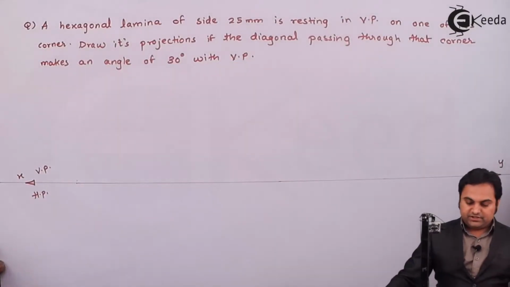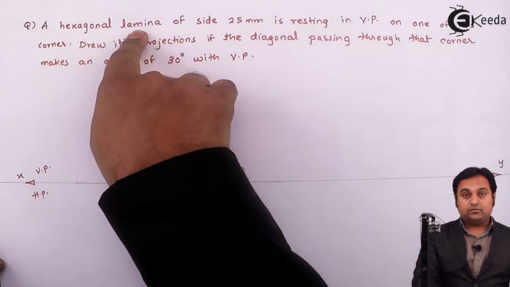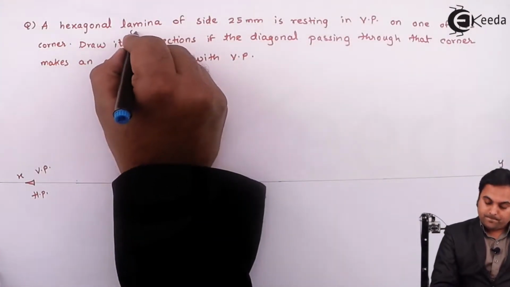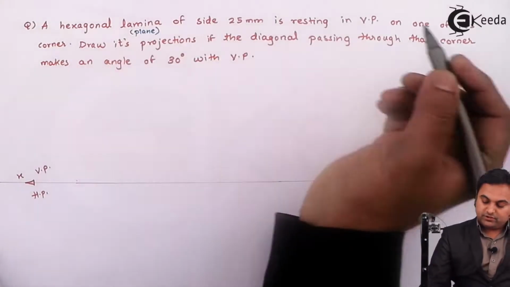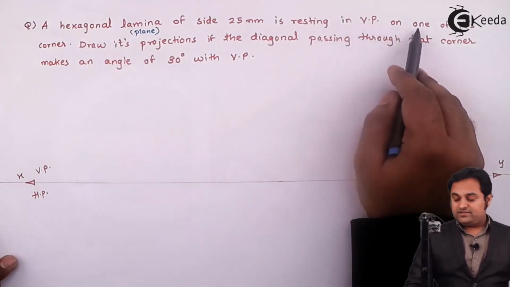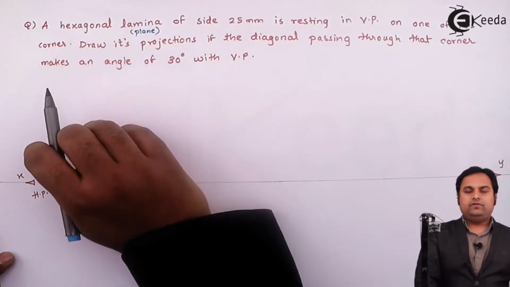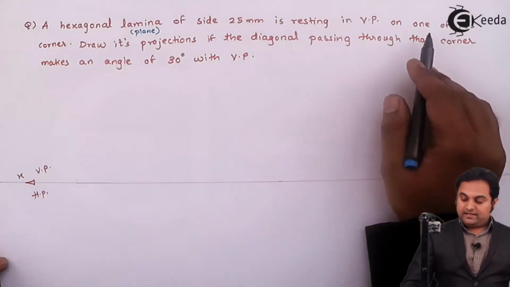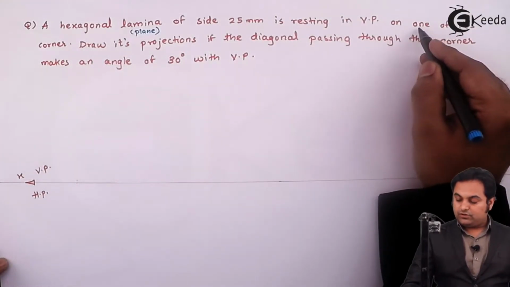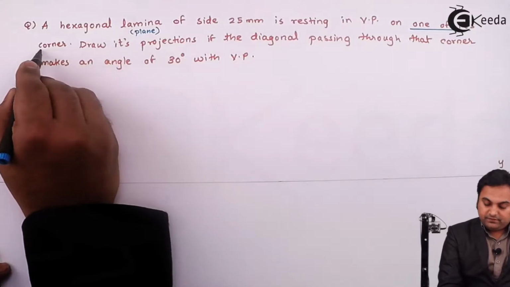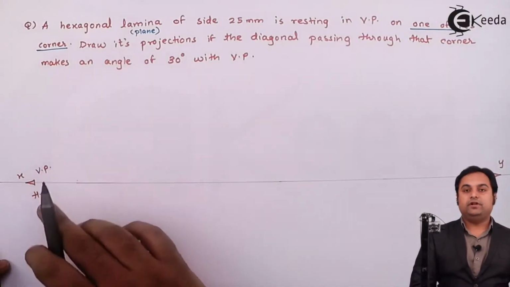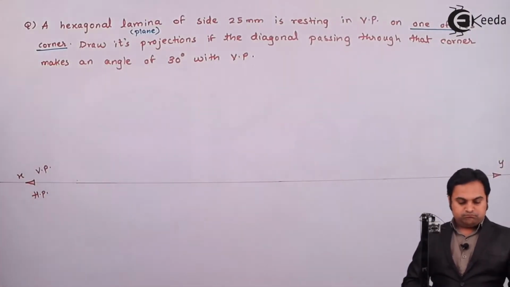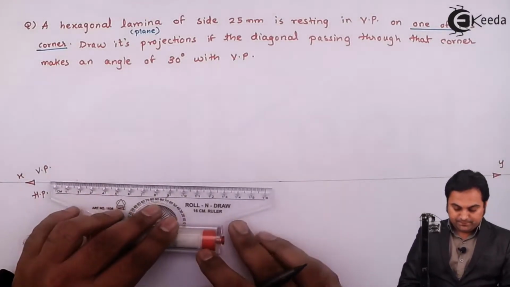Now it is given in the question hexagonal lamina. Lamina is the other word for plane of side 25 mm. So a hexagonal plane of 25 mm side is resting in VP on one of its corner. So if it is resting on one corner, it means the entire hexagon is there in VP, and since it is given on one of its corner, it means that corner should be taken on left hand side, because for planes the left hand side is the reference for us. So I'll draw the hexagon here in VP.